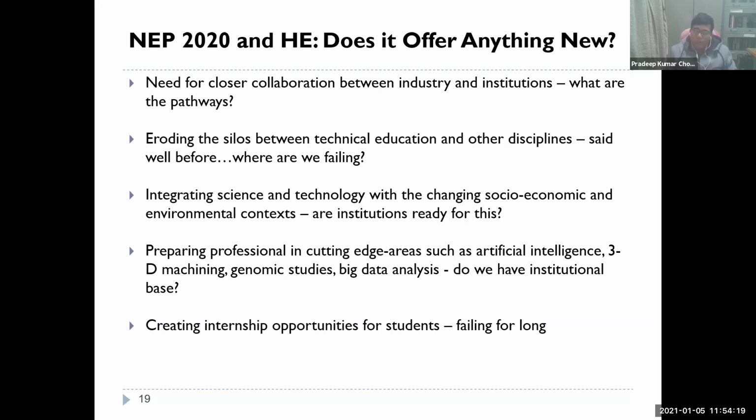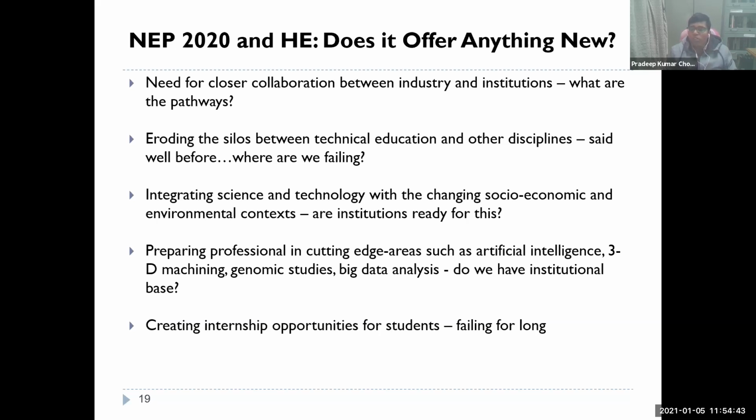Preparing professionals, particularly engineering faculty and other stakeholders, in cutting-edge areas such as artificial intelligence, 3D machining, genomic studies, big data analysis. But do we have the institutional base? Again, I say, because imparting a new discipline will need new infrastructure, new faculty, new laboratories, lab facilities and all that. Do we have such things at the institutional level? If not, how are we going to strengthen the institutions? That is another important issue that we need to understand.